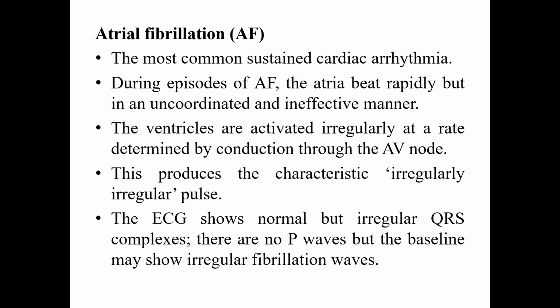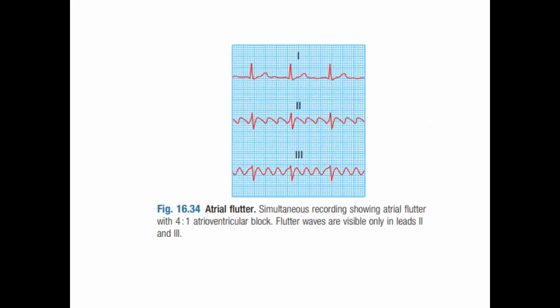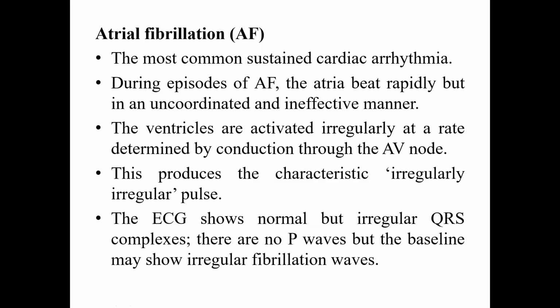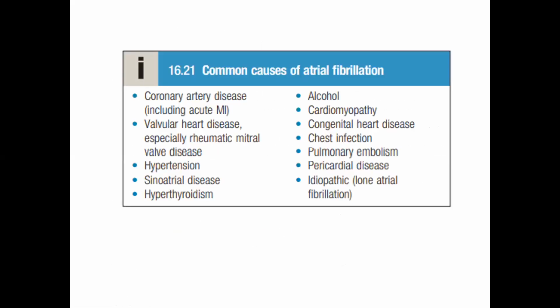So the difference between atrial fibrillation and atrial flutter is that we can identify the QRS complex in atrial flutter. But in atrial fibrillation, the QRS complexes will be irregular. Then the common causes of atrial fibrillation. The most important sustained cardiac arrhythmia is atrial fibrillation.